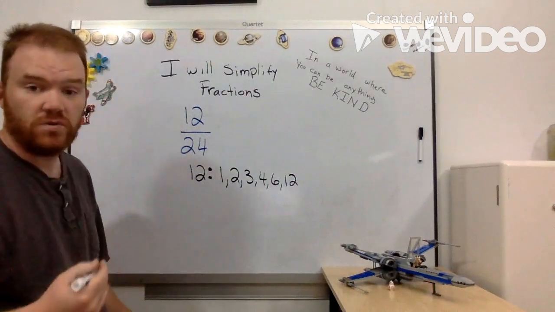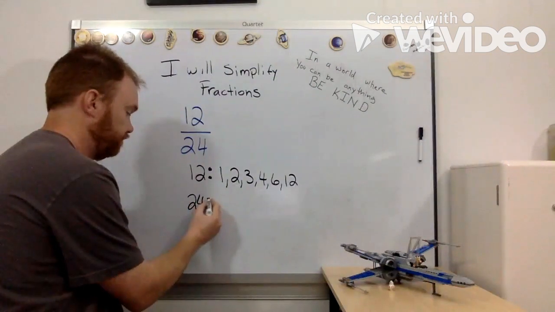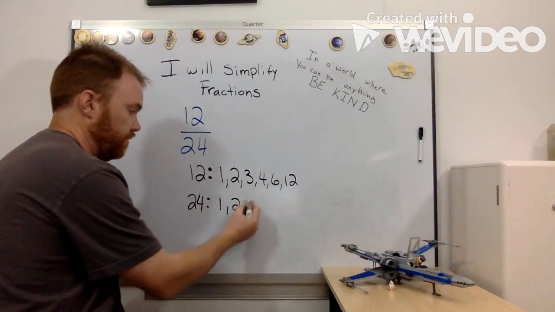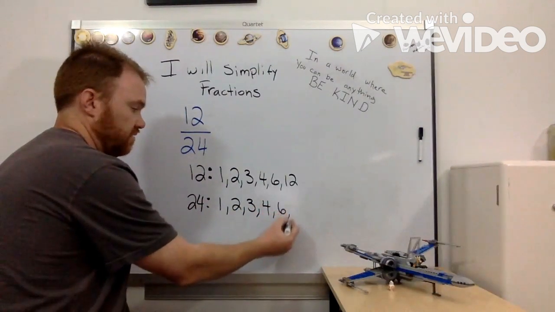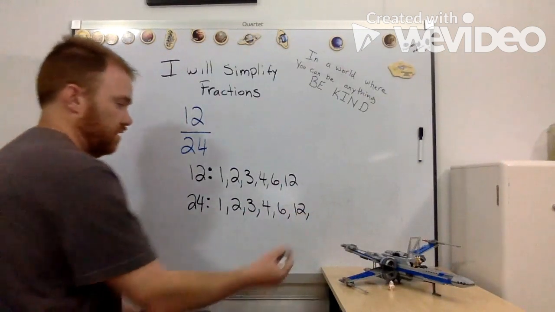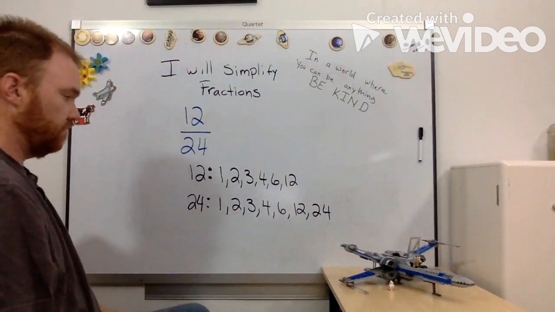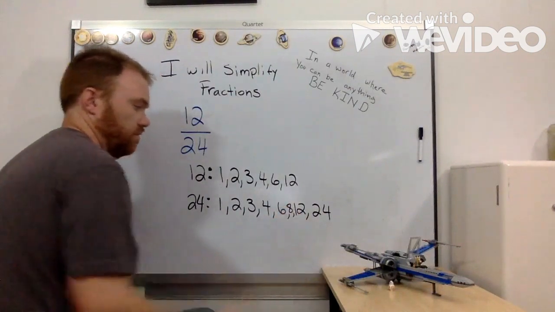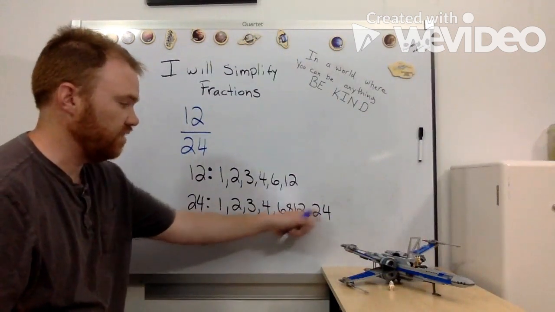Okay. I also want to do the same thing for my factors of 24. So 24. 1, 2, 3, 4, 6, 12, and 24. I forgot about 8. 8 is in there also. So 1, 2, 3, 4, 6, 8, 12, and 24.